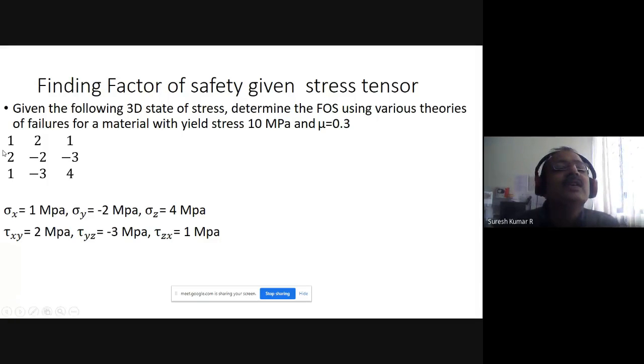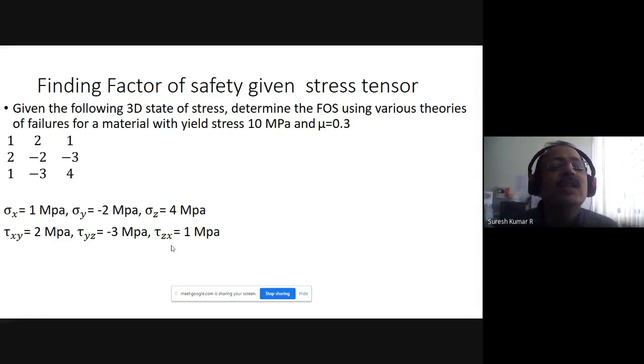In that case, you can see sigma x is 1, sigma y is -2, sigma z is 4, tau xy is 2, tau xz is 1, tau yz is 1, tau zx is -3. Yeah, tau xz is 1. This is how all the 3 normal stresses and 3 shear stress components are given. In such a case, how to determine the factor of safety?